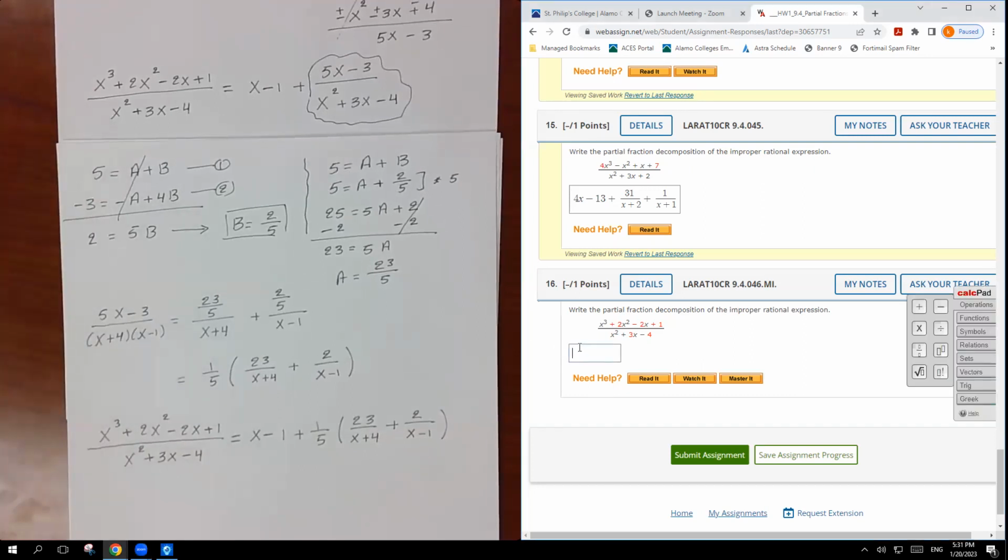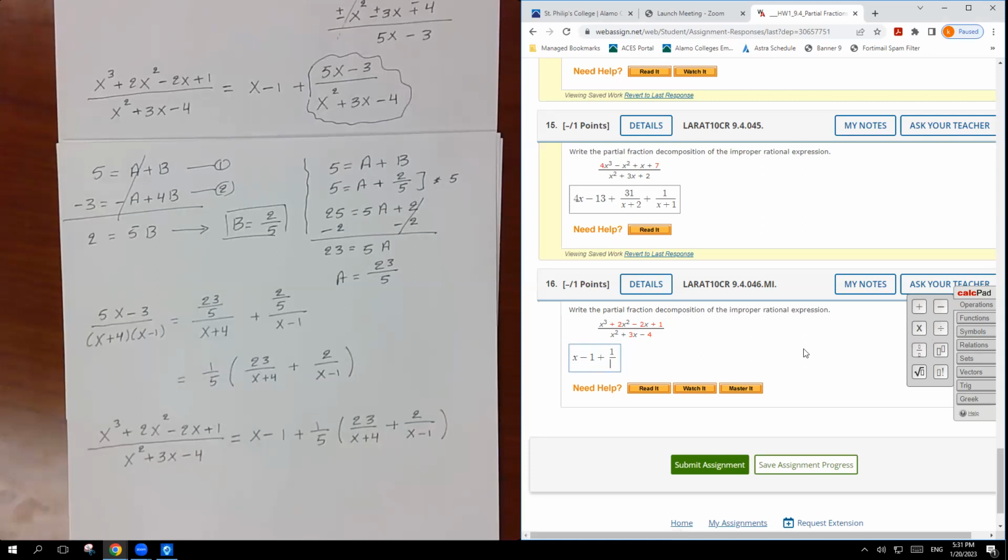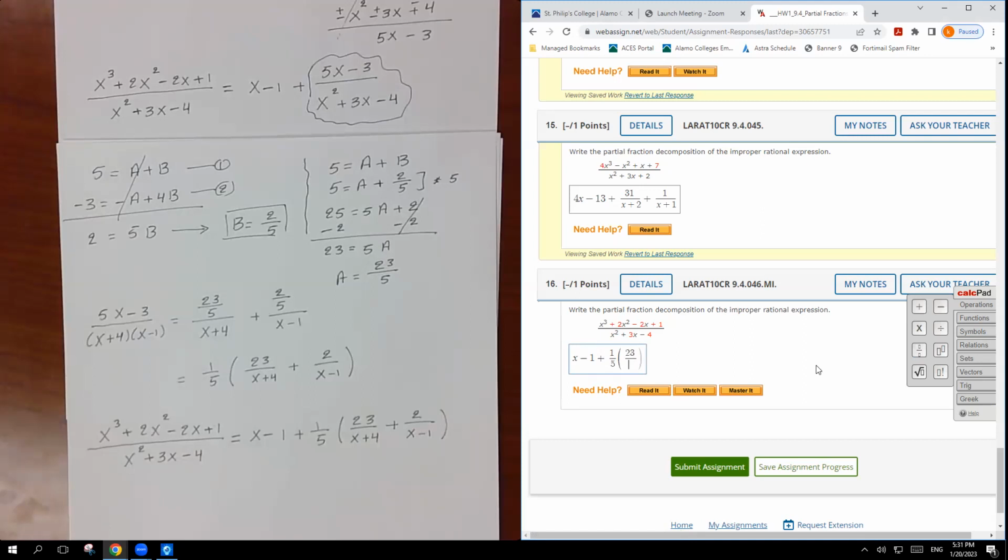So we're just going to type here x minus 1 plus fraction 1 over 5. We're going to open parentheses, another fraction 23 over x plus 4, and plus another fraction 2 over x minus 1, close the parentheses. That's it for example 16.